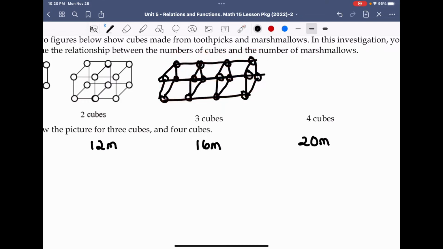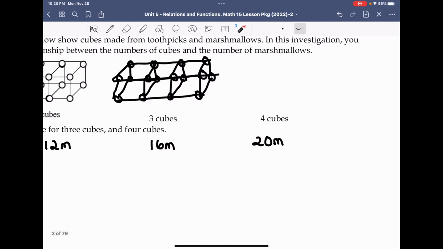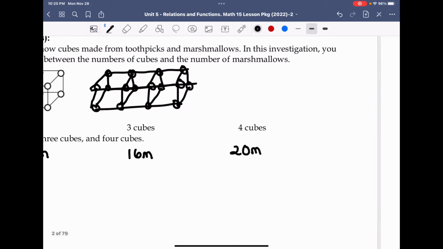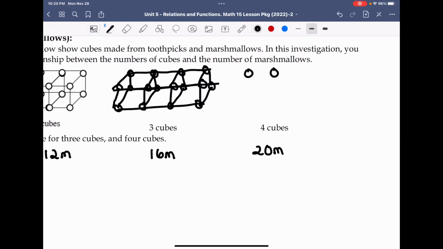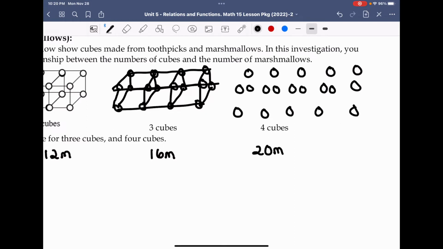Okay, now we go into our last diagram. Remember, when we went from our second to our third to now our fourth diagram, we're increasing the number of marshmallows in each column by 1. So now it's 1, 2, 3, 4, 5, in each of the four columns.